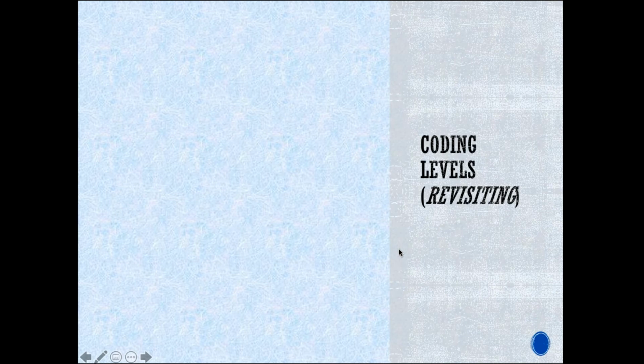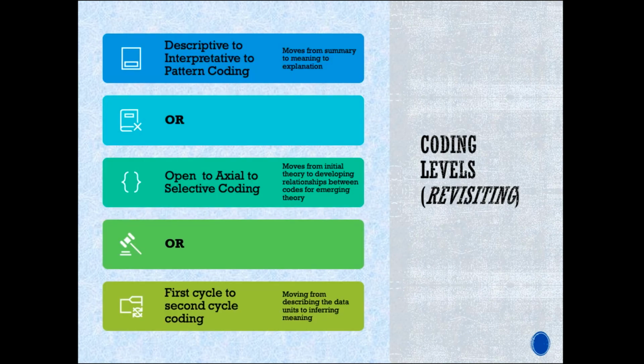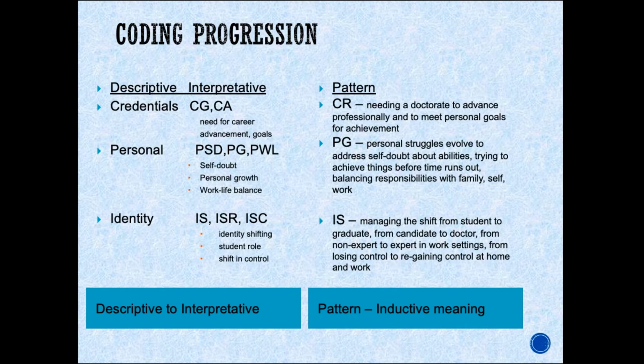So now, revisiting coding levels. When you decide about your code, you move from descriptive, interpretive, to pattern coding. Here is the coding progression: descriptive, interpretive, and patterns. If you remember, we had this credential with two codes, career goal and career advancement, right? So need for career advancement and goals. What are the patterns here? Need for a doctorate to advance professionally and to meet a personal goal for advancement.